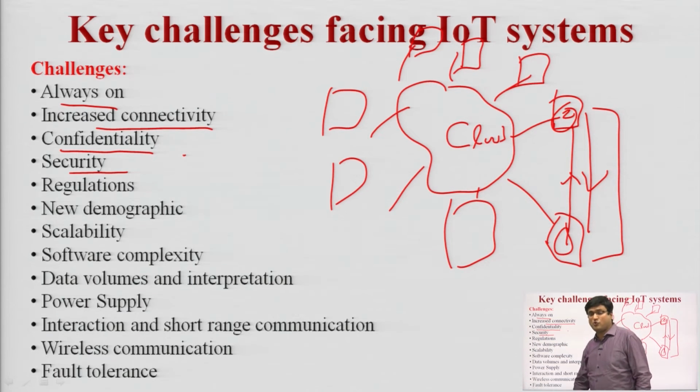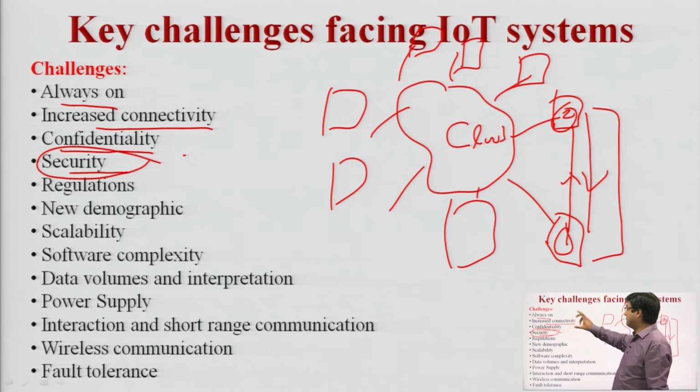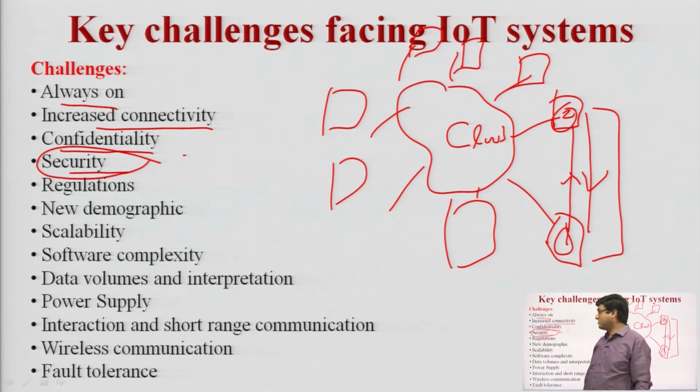Security is the main concern, because all the devices are exposed to the environment, vulnerable to the environment. There is a chance that someone hacks the data and uses our data. So security should be there, there should be more security. This is, I think, the main security concern in any IoT system.